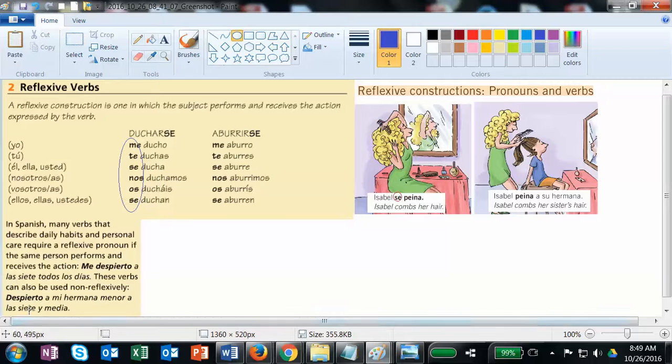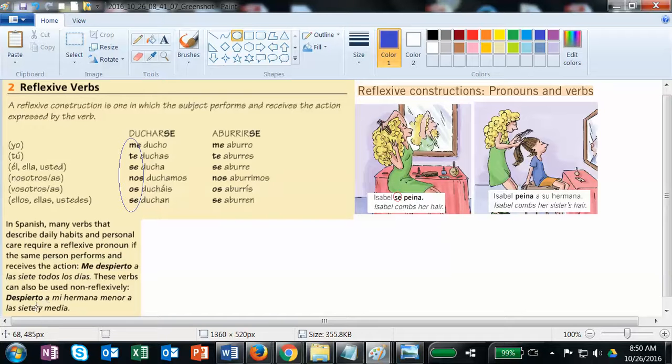Okay, so we already mentioned that. Waking up, it says, so these verbs can also be used non-reflexively. Me despierto a las 7 todos los días. So I get myself up, and that's the truth. Me despierto a las 5 or 5:15 todos los días. But my husband, mi esposo, despierta a mis hijos a las 6:30.